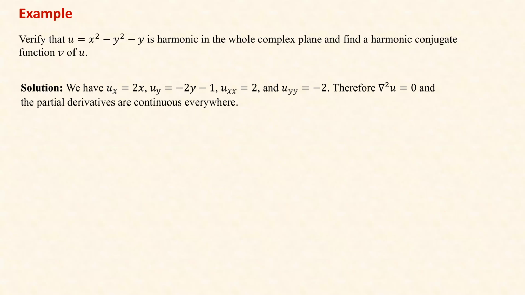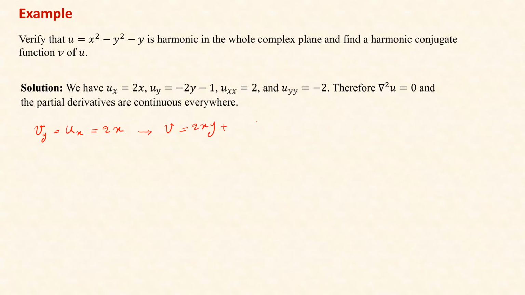If you want to find v, you know that v is the harmonic conjugate of u, therefore vy should be equal to ux, right? So ux was what? Ux was 2x. And therefore, if you take the antiderivative here, we get 2xy. The derivative with respect to y of v is 2x. So v should be 2xy. If you take the derivative with respect to y, you get 2x.